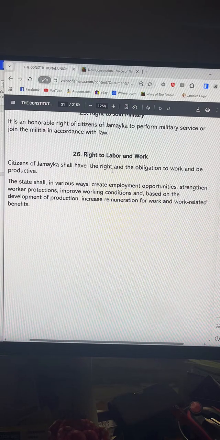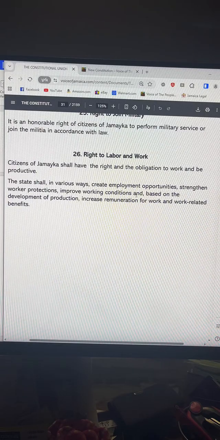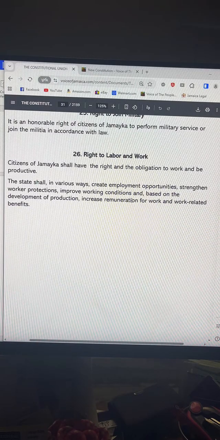Right to labor and work. Citizens of Jamaica shall have the right and the obligation to work and be productive. The state shall, in various ways, create employment opportunities, strengthen worker protections, improve working conditions, and, based on the development of production, increase remuneration for work and work-related benefits.